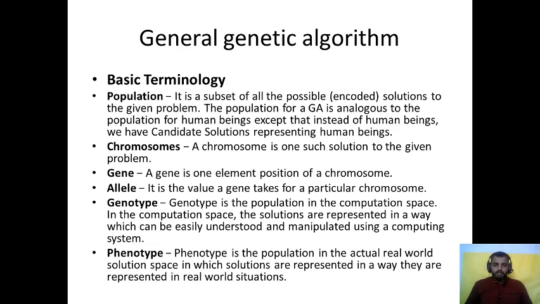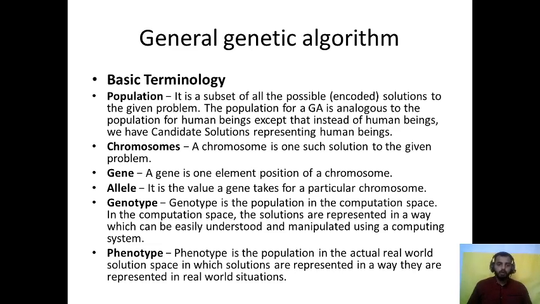Now population is the subset of all possible encoded solutions to the given problem. The population of a genetic algorithm is analogous to the population for human beings, except that instead of human beings we have candidate solutions representing them. So this is with reference to the population.